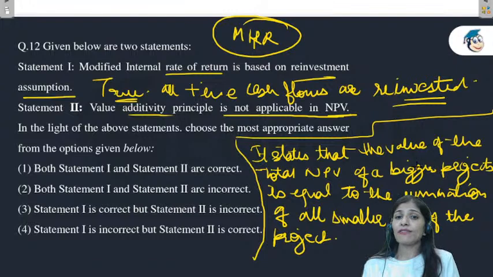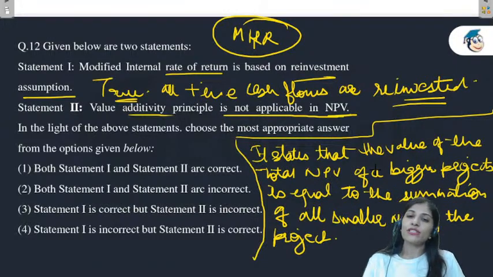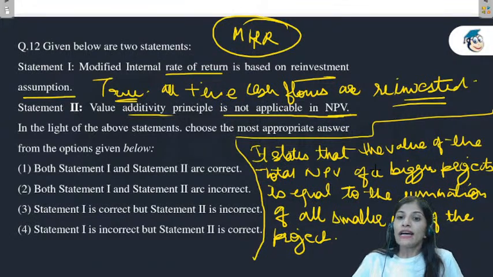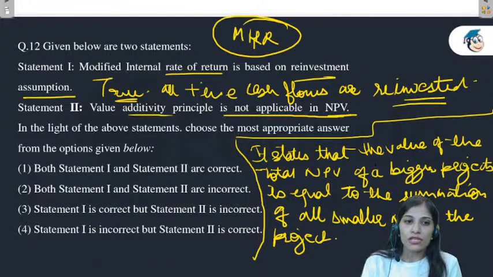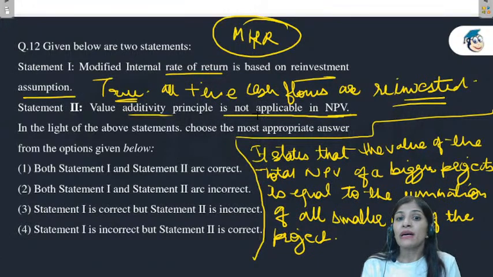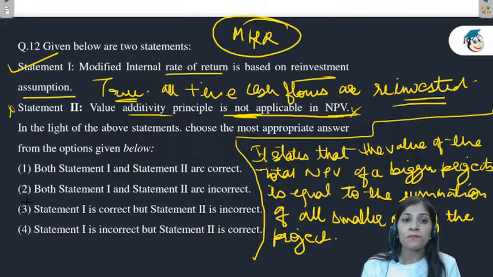It states that if we have a bigger project, the value of the total NPV is equal to the summation of all the smaller projects' NPVs. So this statement is not correct. Value additivity principle is there in NPV, but this statement states otherwise, so it is false. The first statement is true, the second statement is false. So statement 1 is correct and statement 2 is incorrect. Option number 2, right?